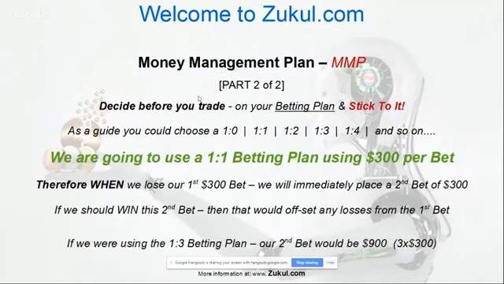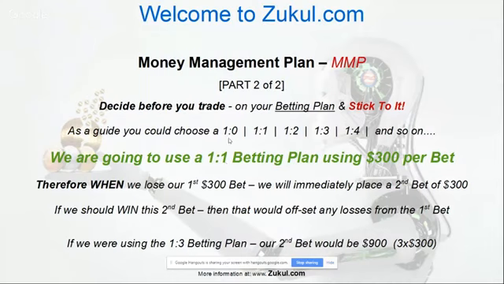So part 2. How much are we going to bet each time? And if we do lose, what are we then going to do about it? Today we're going to do a 1-for-1 betting plan, which basically means we place one bet, and if we win that bet, brilliant. But if we lose that bet, we bet the same amount again straight away, placing that bet immediately afterwards.